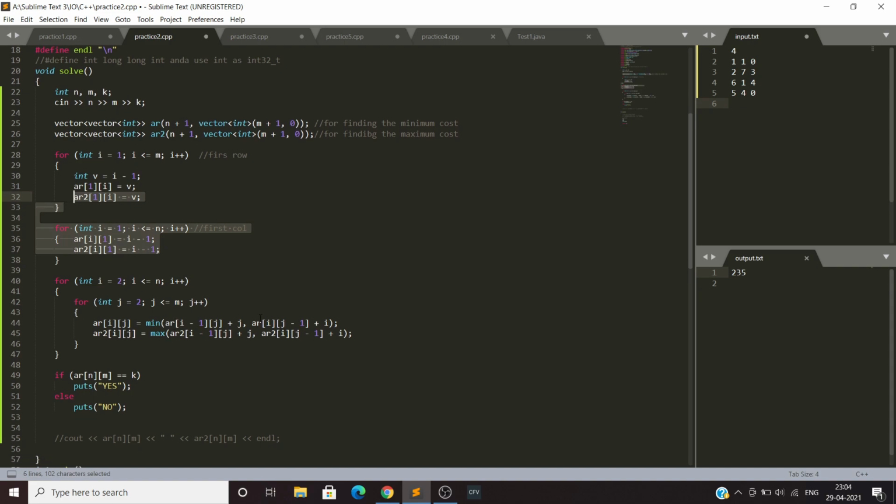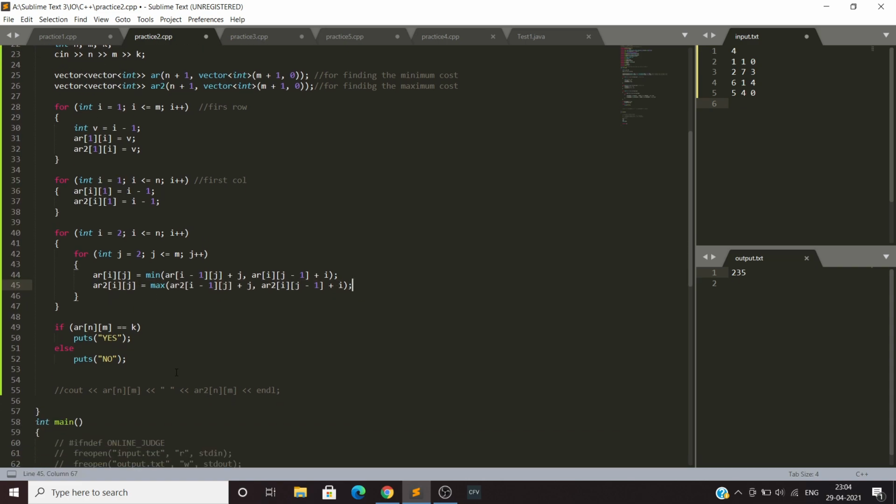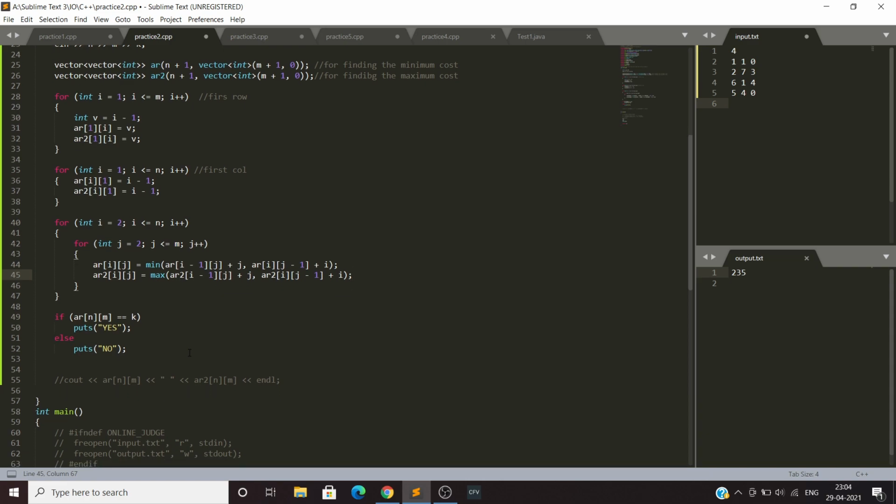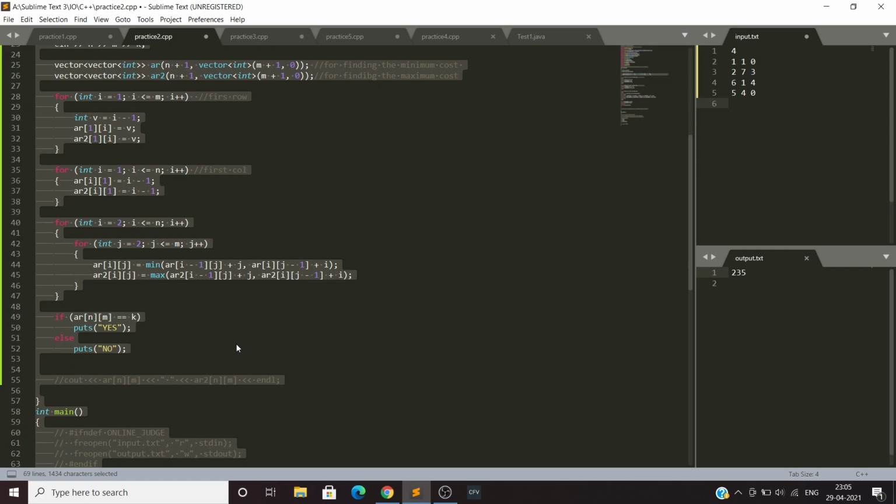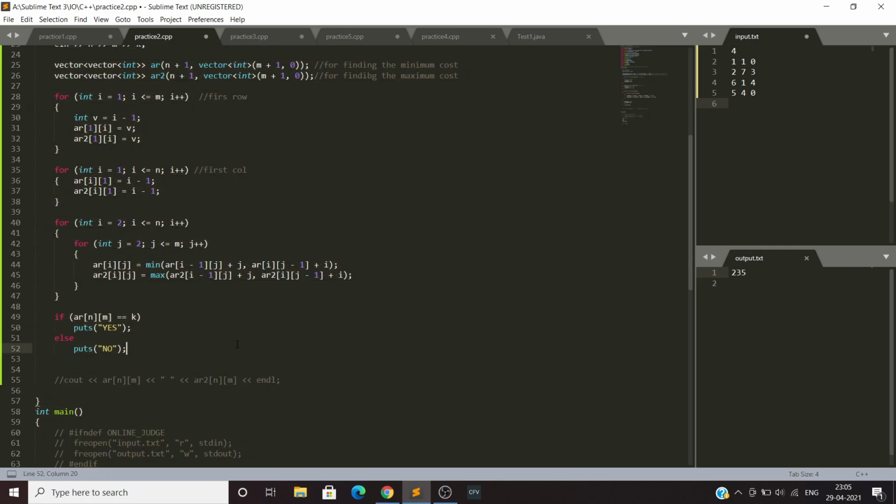After we initialize, we are just finding the minimum and the maximum value for reaching any cell i, j. After doing that, I saw that the minimum value is equal to the maximum value, and there must be some formula for proving it. But at the time of the contest, I was not thinking about the proof. So I just check if k is equal to that value and print yes or no. So this problem says that there is only one value for reaching the last cell.